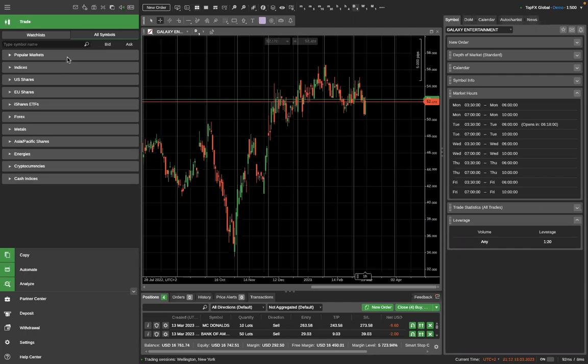So okay, now we know what kind of shares we can trade: US, European shares, and Asia and Pacific shares. What is the current situation, what's the current correlation between various shares and other financial markets like forex, right?